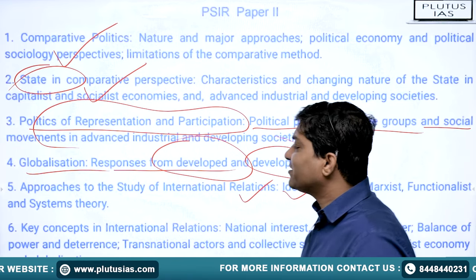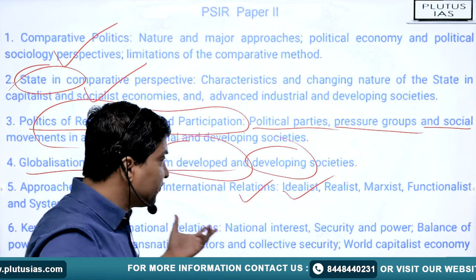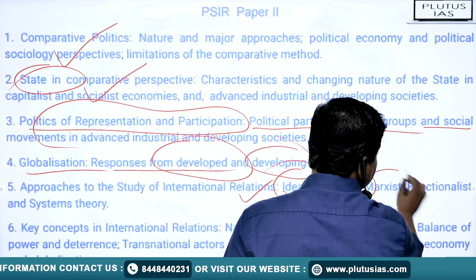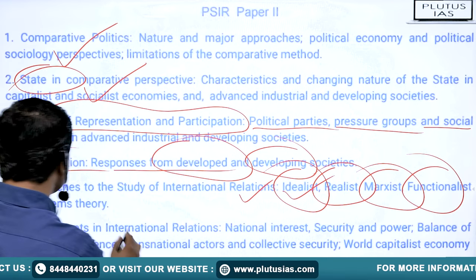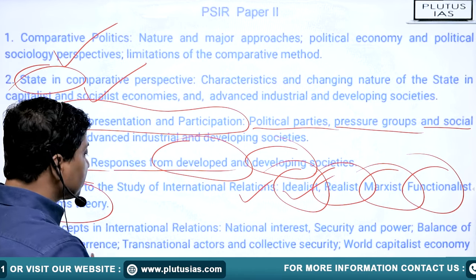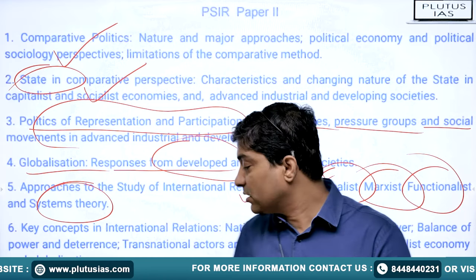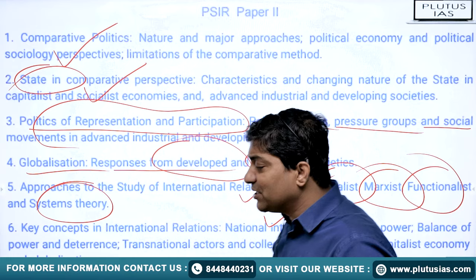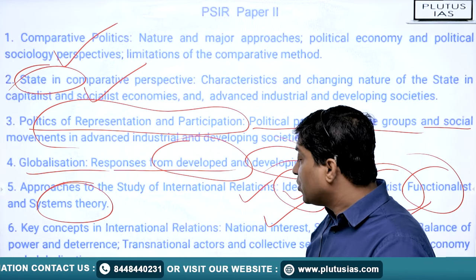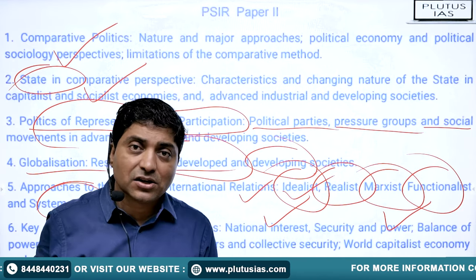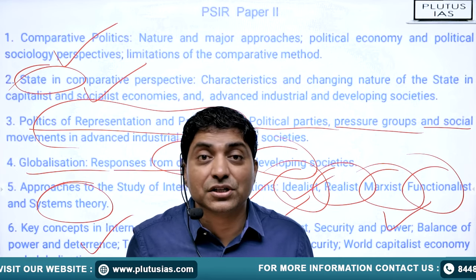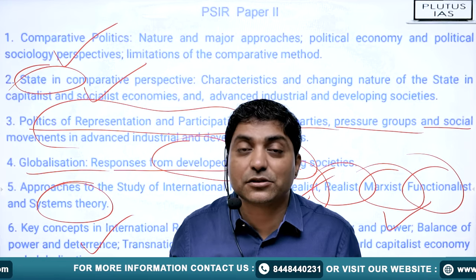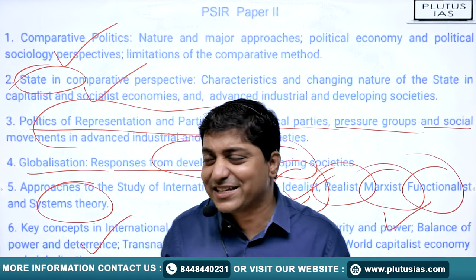Then approaches to international relations. Here you see there are different approaches, like idealist approach, realist approach, Marxist approach, functionalist approach, system theory. Then key concepts in international relations. If you look at key concepts, like what is national interest? What is the balance of power? What is power and deterrence? What is soft power? What is smart power? What is sharp power? There are different conceptions of power that have been talked about by several scholars, and it's very interesting.